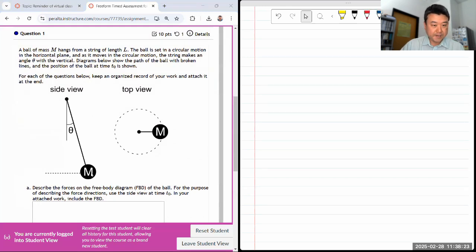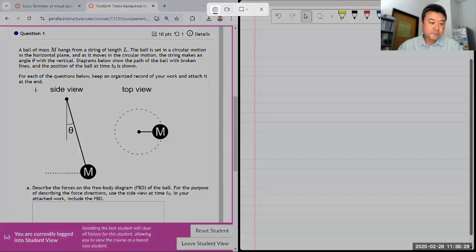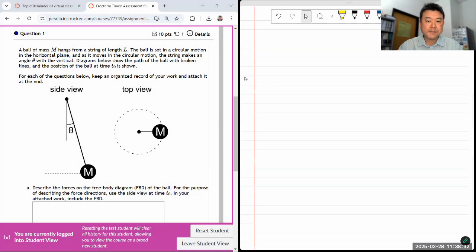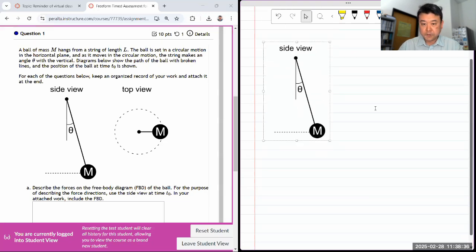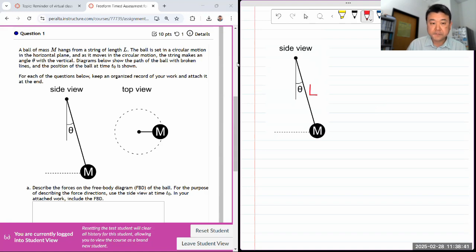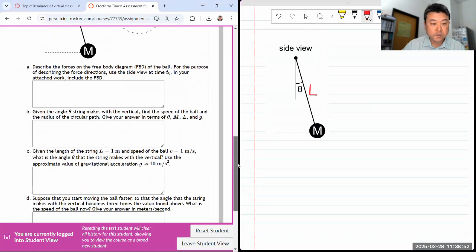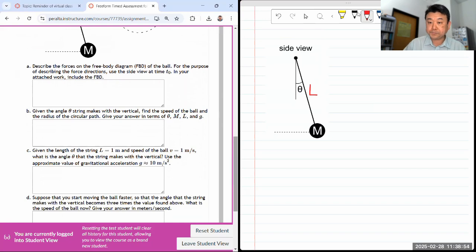A ball of mass m is hanging from a string of length L. Let me paste this in so that I can label some quantities. The question gave us the label of L here. The ball is set in circular motion in the horizontal plane, at angle theta with the vertical. Good. So A says, describe the forces on the free body diagram of the ball.